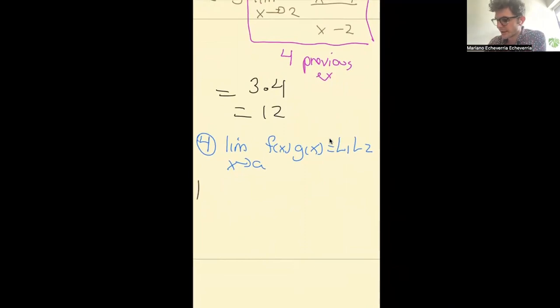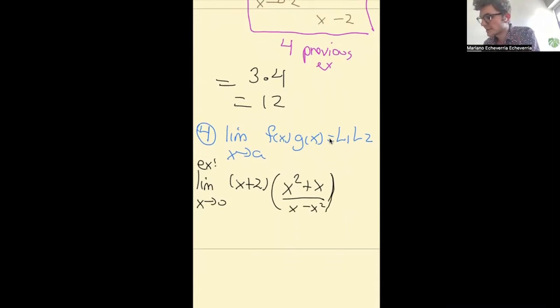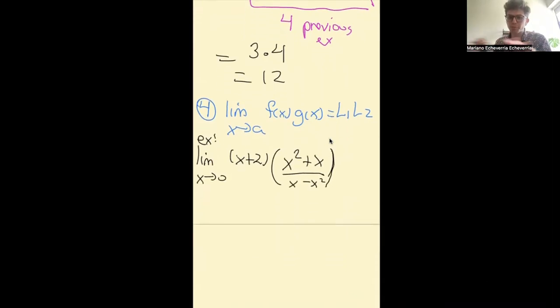So for example, here's an example. If I give you the limit as x approaches 0 of x plus 2 times, just to do the usual one we have been doing. What the property says is that you can break this into a product of two separate limits.